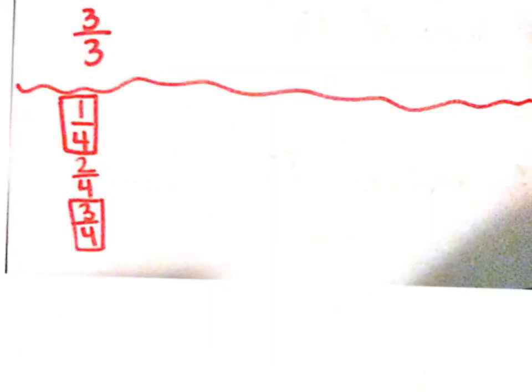For 3/3, it would be the same as 2 over 2 or 4 over 4. It's always going to be equal to 1 whole and 100%. So that's an easy one to fill in. Then we move down to the fourths.